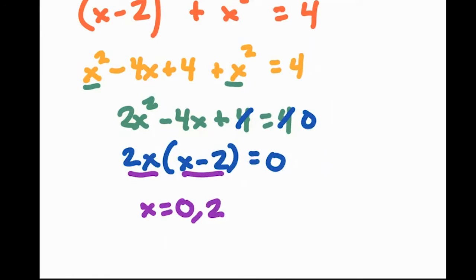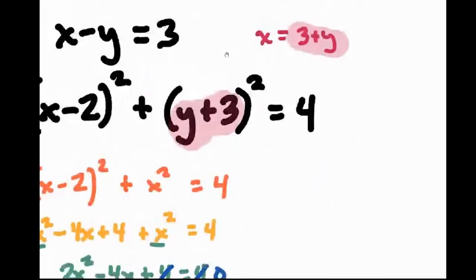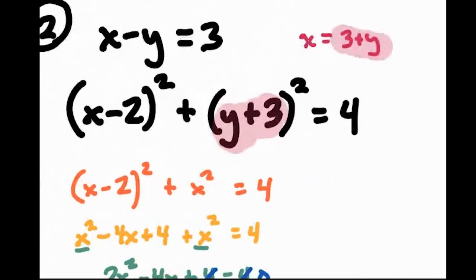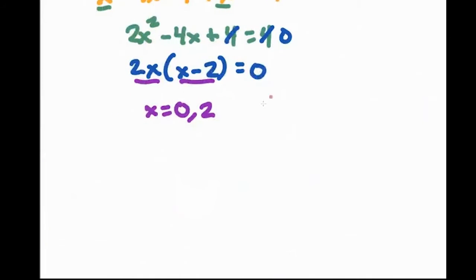So you have your two x's of 0 and 2, but you need a y for each of those. So that's where you're going to want to use your y equation up here. I guess we have an x equation, but y is equal to x minus 3. So if you wanted to, you can resolve this to say y is equal to x minus 3. So that means that our 0 for x is going to have a negative 3 for y, and our 2 minus 3 is going to be negative 1. So those should be your two answers.